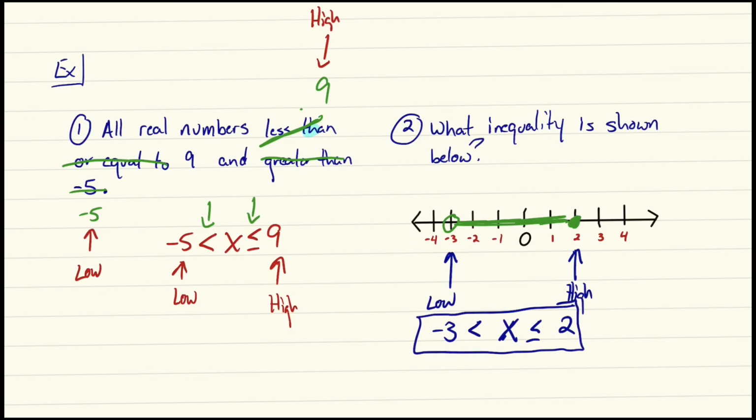And that's all we have to do on those, right? We find our low number, we find our high number, and we use the appropriate sign that goes with it. It's either going to be less than or less than or equal to every single time.